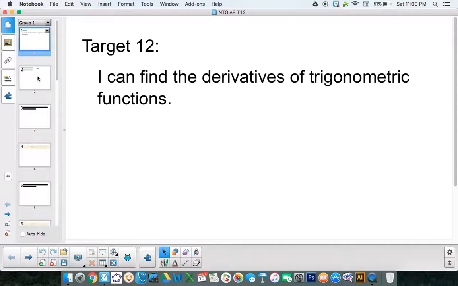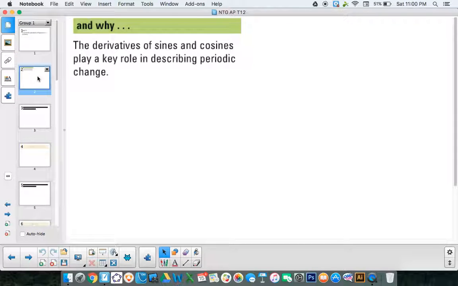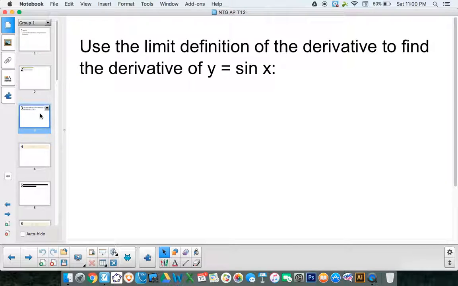Now, why are we doing this? Derivatives of sines and cosine play a key role in describing periodic change. So if something is periodic, if we can find the derivative of that function, we can find how fast it's changing at instantaneous points. So we'll use the limit definition to find the derivative of sine.